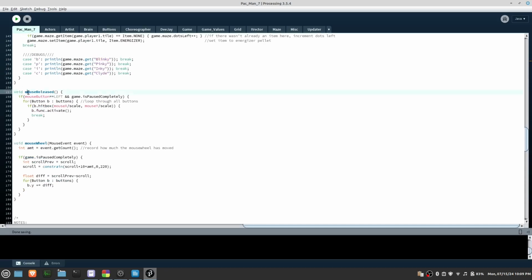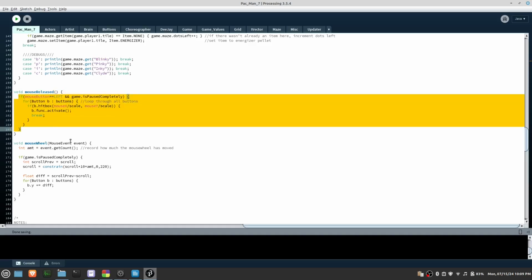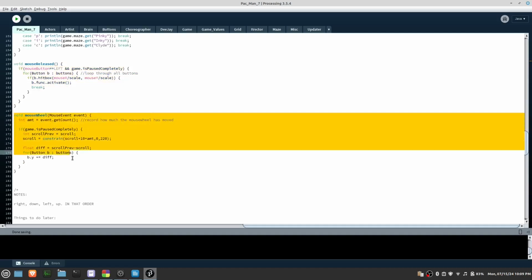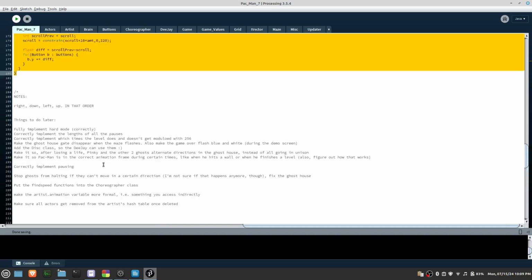Let's see. Mouse button: checking the mouse is important for when you press buttons on the pause menu, and then mouse wheel is important for when you scroll up and down the pause menu, and then finally we have a bunch of notes at the bottom.